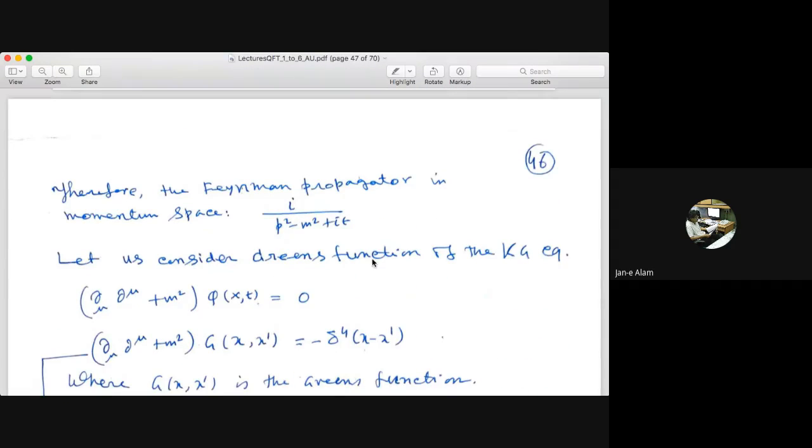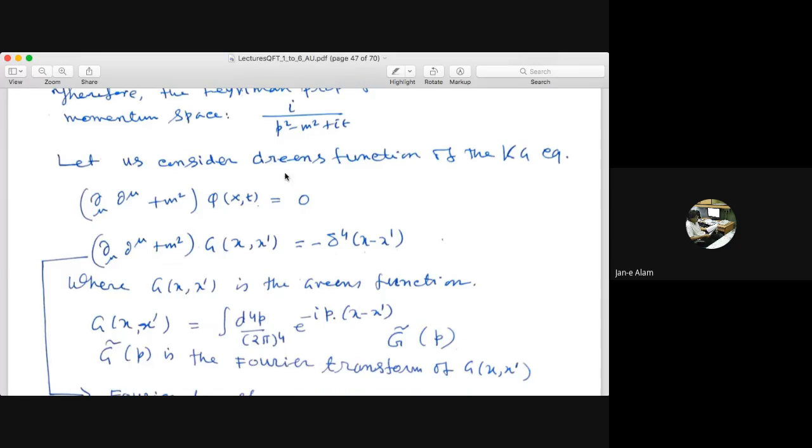So in momentum space, my propagator, the Feynman propagator, is this, and this is very important because I will be using it when calculating Feynman diagrams to estimate cross sections, decay rates and all that, which will be connected to the quantities which you measure in the laboratory. And then I again argued that this propagator is nothing but the Green's function for the Klein-Gordon equation.